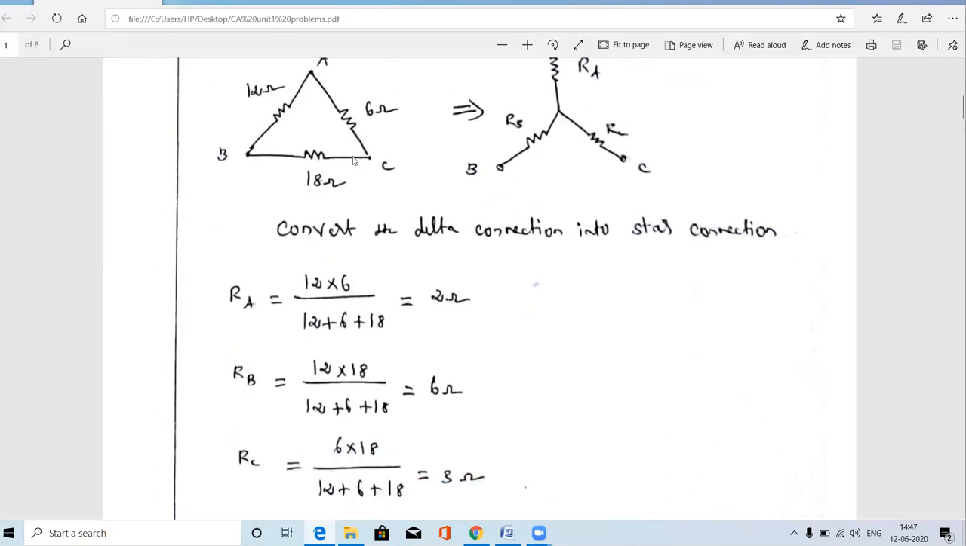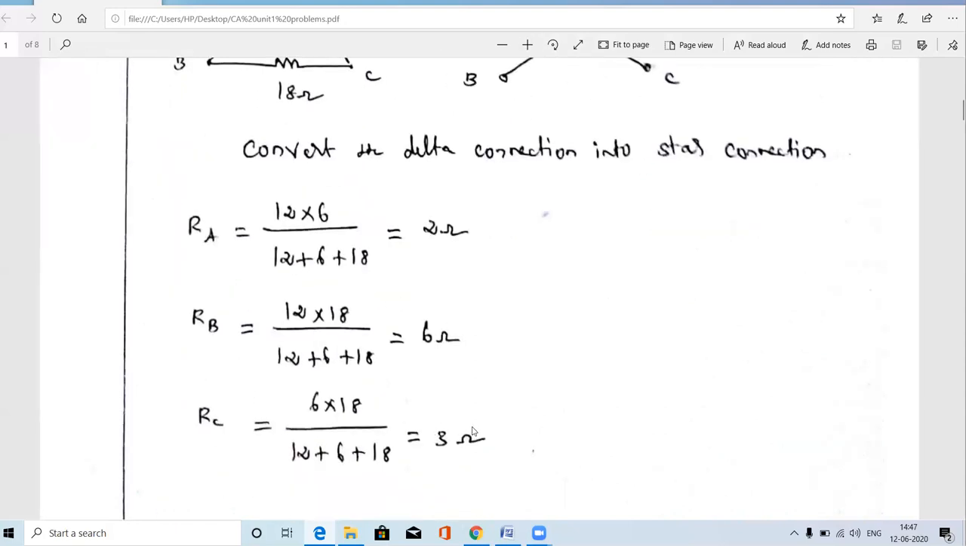Similarly, RC is calculated as... In RC, what are the two resistances connecting? 18 and 6. So you just multiply these two divided by the total. Okay, so we will get the value of RC as 3 ohm. So we calculated the RA, RB and RC values.